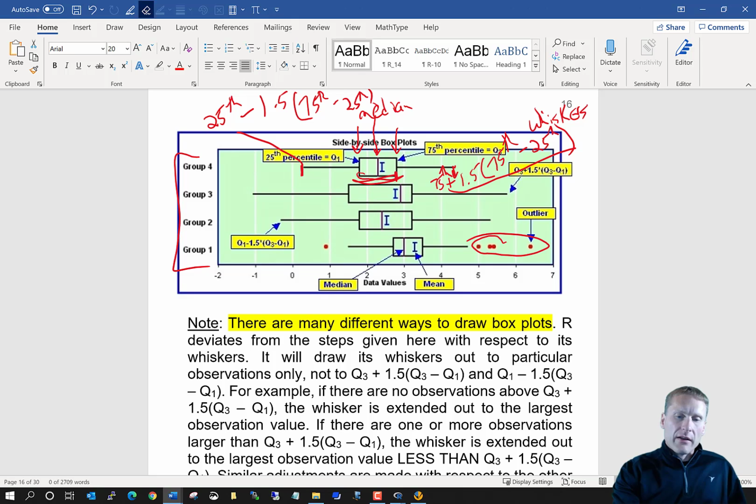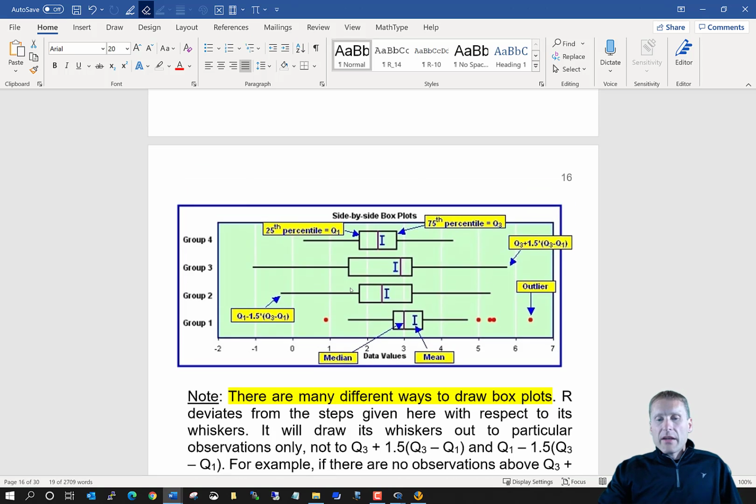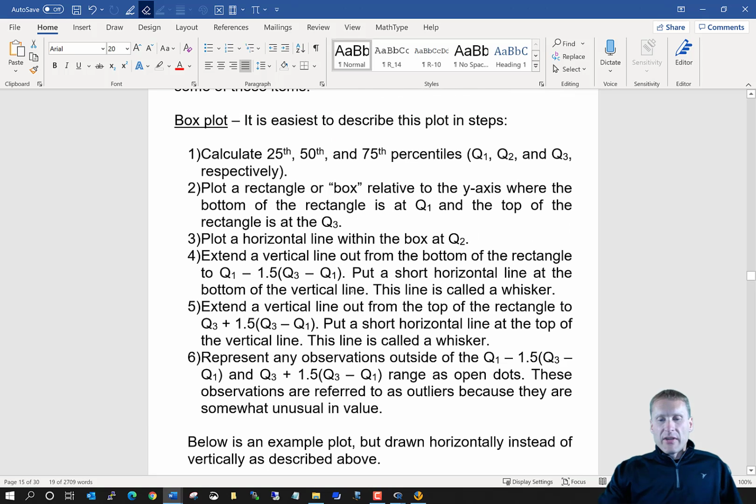Now, how do you actually then draw the plot? Well, I'm never going to actually have you do it by hand. I mean, you could do it by hand based upon the information I just gave you, but I won't have you actually do it by hand. We'll just let R do it for us. However, if you want to see step-by-step directions, that is located on page 15 of the notes.